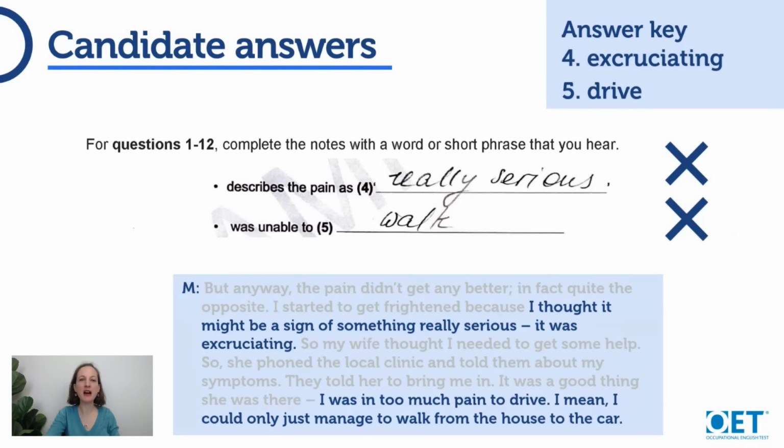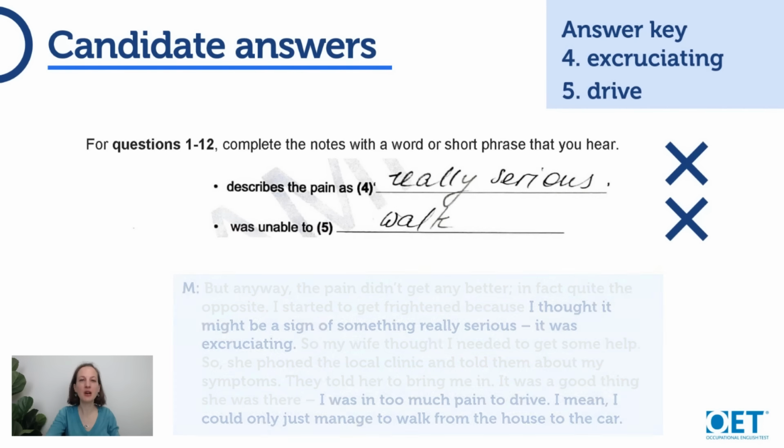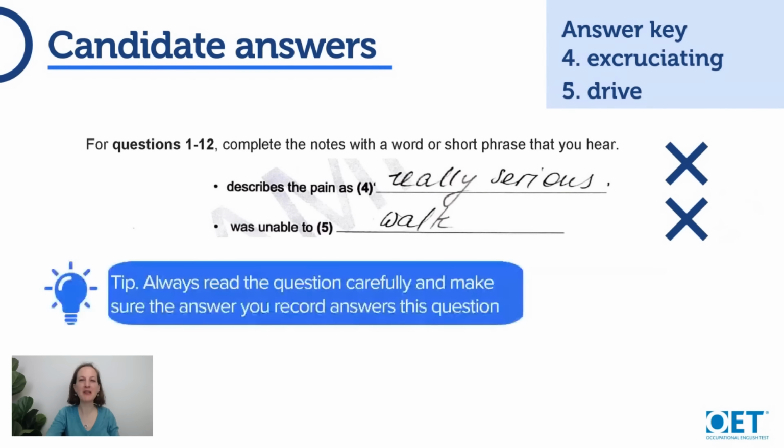And in question 5, I could only just manage to walk has the meaning that the action is possible, but with difficulty, instead of was unable to, which means no ability to perform the action at all. Always read the question carefully and think about it in the real-life context. How do patients describe pain? What does the prefix "un" mean? Remember that negatives can be shown without using "not."